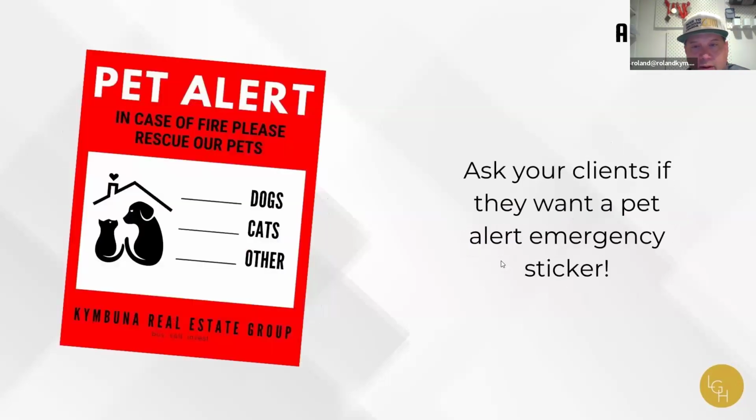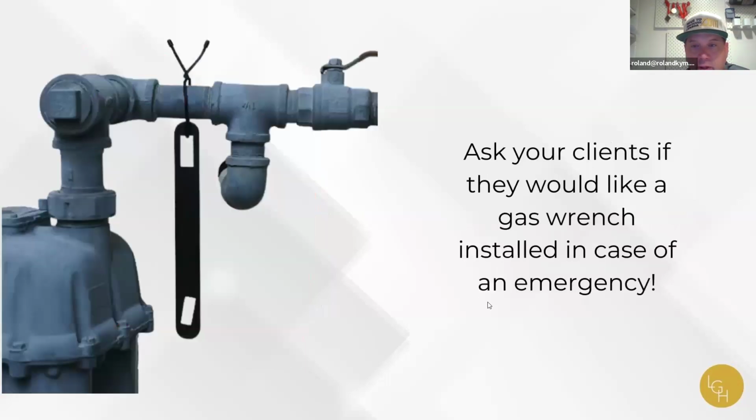Another touch point that goes out automated is we send out things like this where we ask our clients, do you need any more stickers to put on the front of your door so that should there be an emergency, the first responders know what kind of pets are inside. Another touch point similar to that is we reach out to our clients and say, do you have a gas wrench on your gas meter, should there be an emergency that you can turn off the gas? Very few people have that.